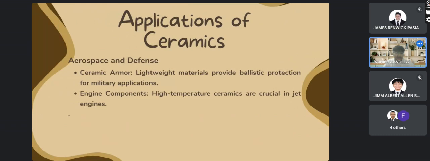Aerospace and defense. Ceramic armor. Lightweight materials provide ballistic protection for military applications. Engine components. High temperature ceramics are crucial in jet engines. Slide.